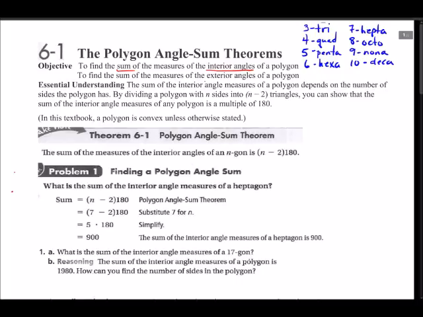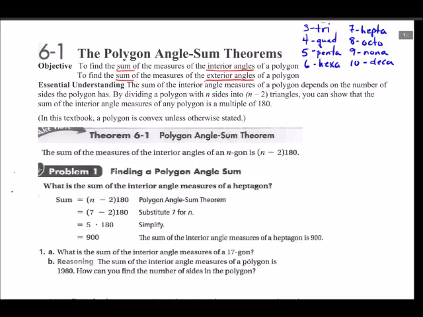That should sound very familiar, our triangle angle sum theorem. I promised you that we would get one that was for polygons, for all polygons, and to find the sum of the measures of the exterior angles of a polygon. Do you remember what the sum of the exterior angles of any polygon is? We'll see if you do.